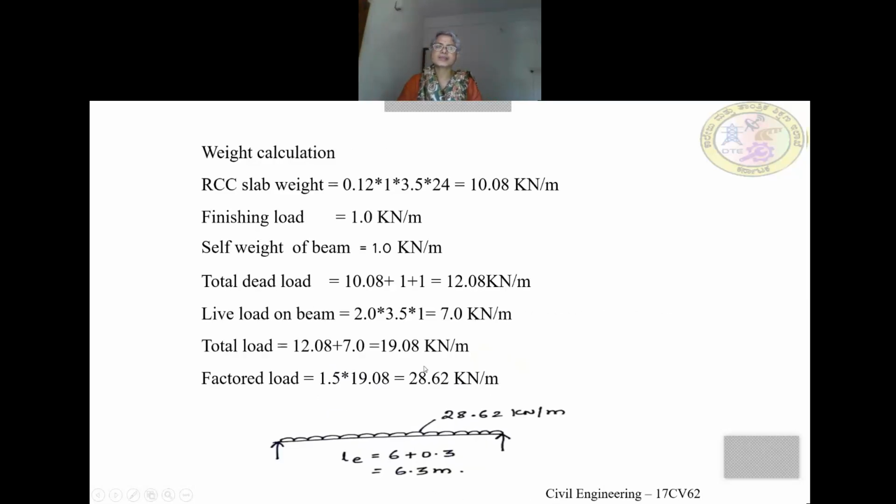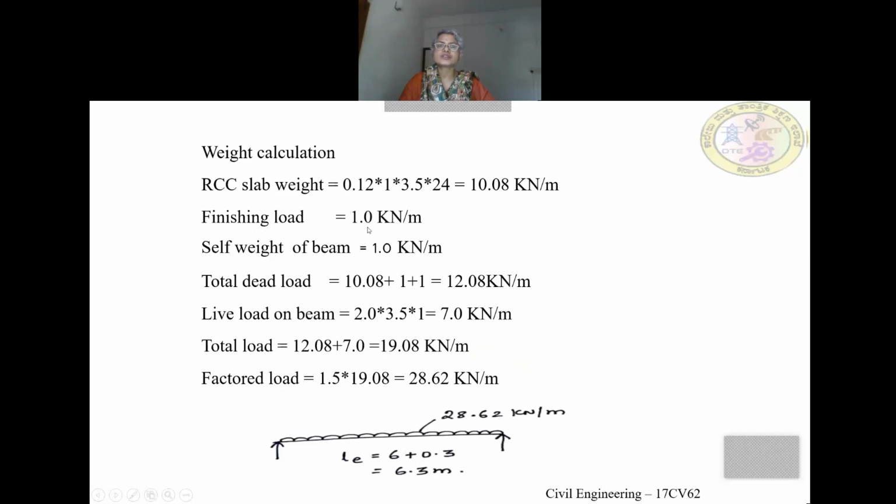That is the first step. First we have to calculate the self weight of the RCC slab. The thickness is given as 120, so in meters it is 0.12 meters, and 1 meter length is taken, and 3.5 meter is the width of the slab, into the density of concrete. That will come to 10.08 kilonewton per meter. So along 1 meter length, the weight of the slab is 10.08 kilonewtons.